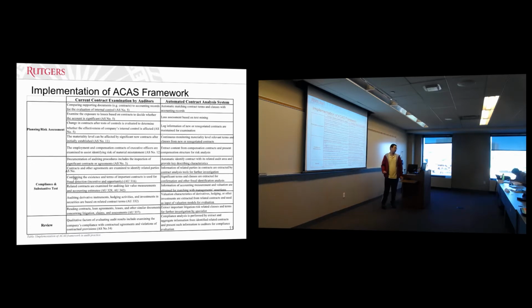In auditing work, there are three primary steps. They are planning and risk assessment, compliance, and substantive test and review. These three steps are involved with contract analysis, and the columns listed here are the traditional procedures in these three steps in auditing work, and all of these steps can be done using the proposed system.